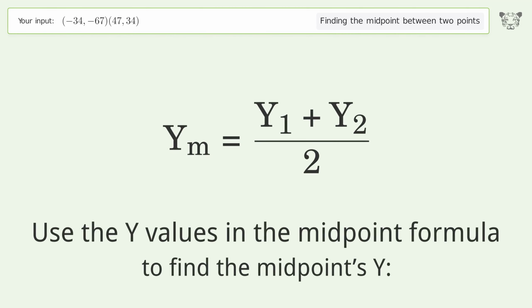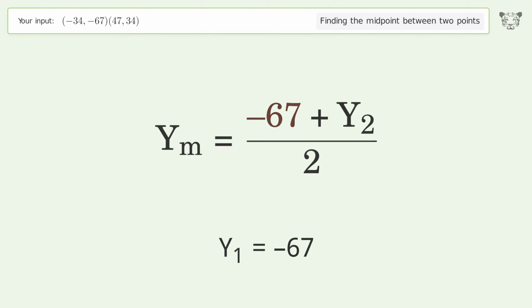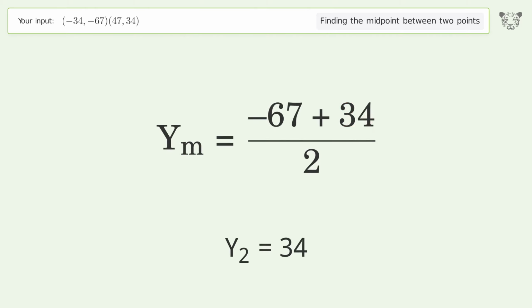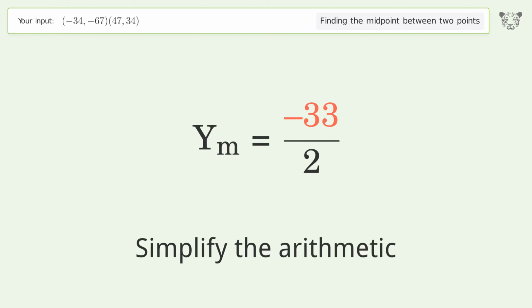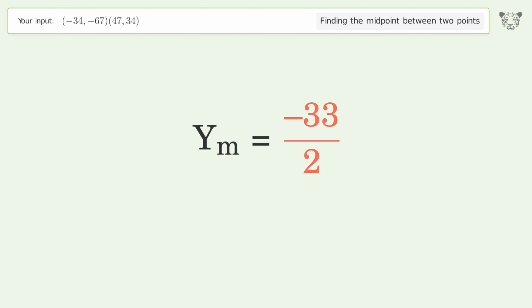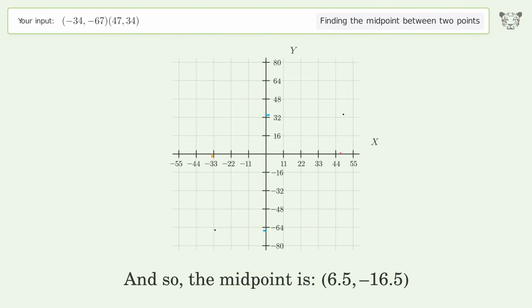Use the y values in the midpoint formula to find the midpoint's y. y1 equals negative 67. y2 equals 34. Simplify the arithmetic. And so, the midpoint is 6.5, negative 16.5.